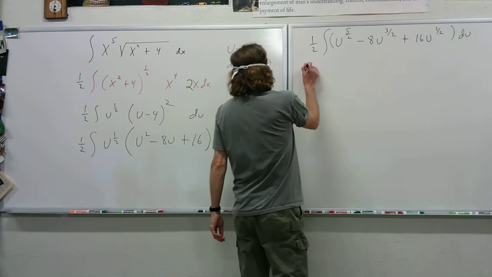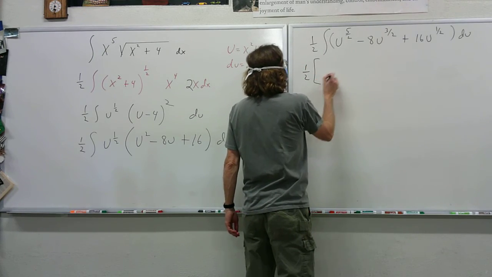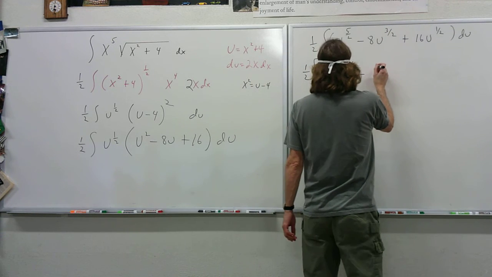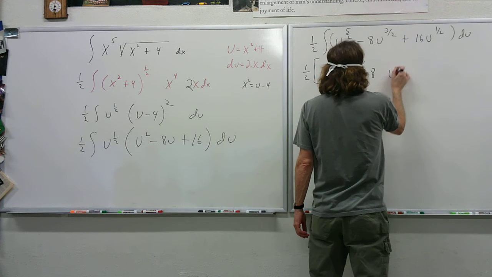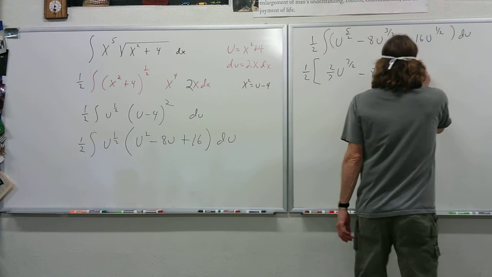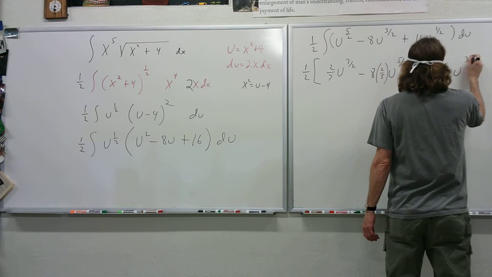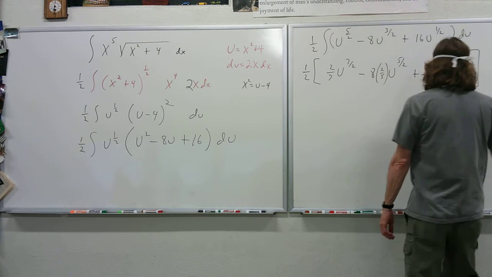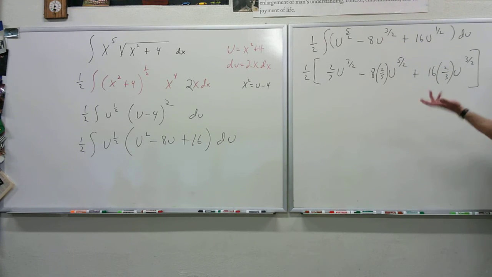Okay. You get 1/2 bracket u to the 7/2 times 2 sevenths, minus 8 u to the 5/2 times 2 fifths plus 16 u to the 3/2 times 2 thirds, close the brackets, plus c, and then you distribute out the 1/2 and change the u into what? X squared plus 4. And you get the final step.